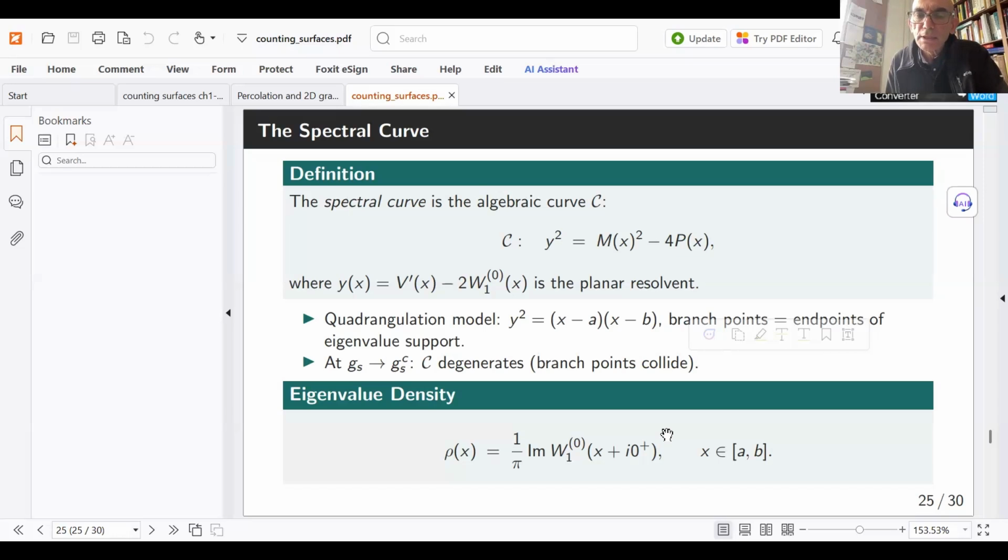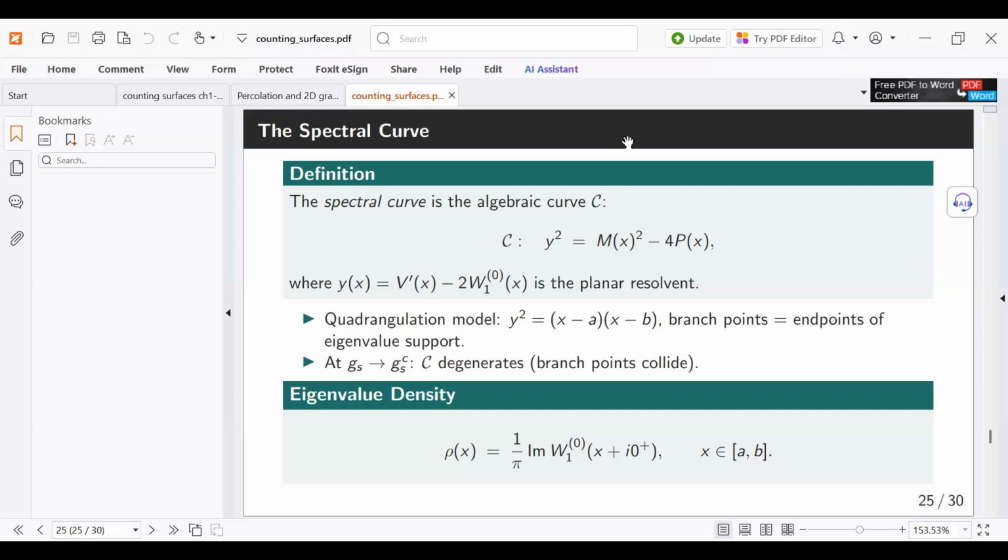Then you use this transform to go into the complex plane over the real line, and the so-called Sokhotsky formula gives you rho of x back if you can compute W1,0. So indeed, this comes from a matrix model.